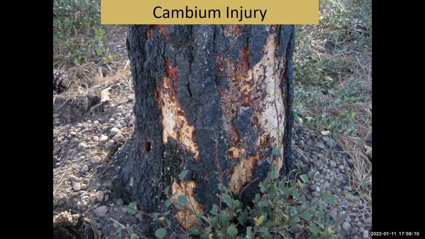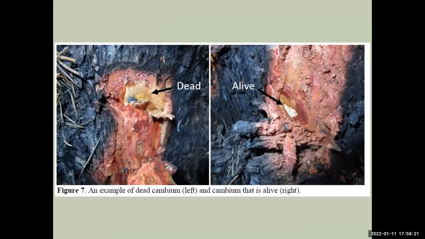Cambium injury. Sometimes it's very obvious. The bark is burned off down to the wood. It's pretty easy to tell where cambium is dead. But if that is not the case, then you've got to dig into the bark. And when you dig into the bark, you're going to find either live or dead cambium.